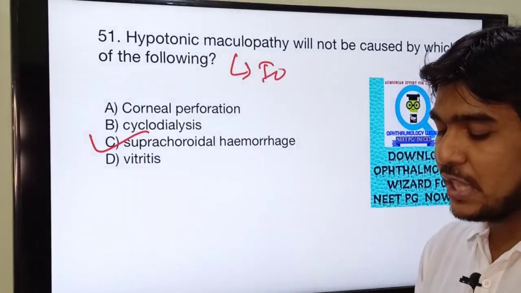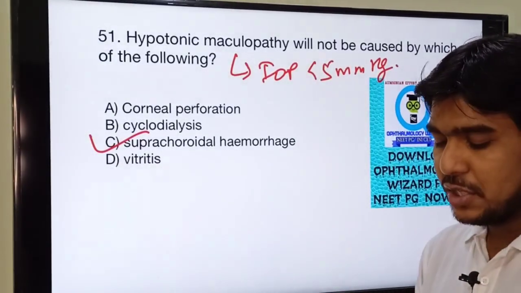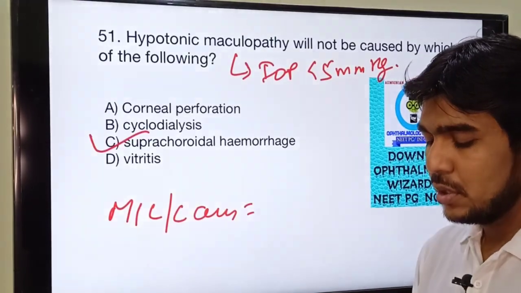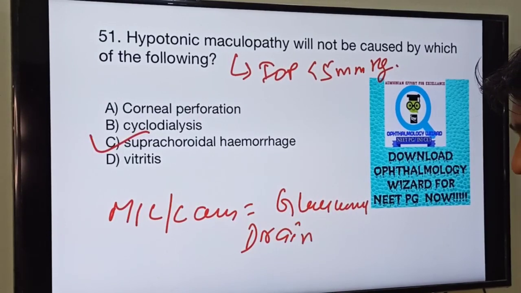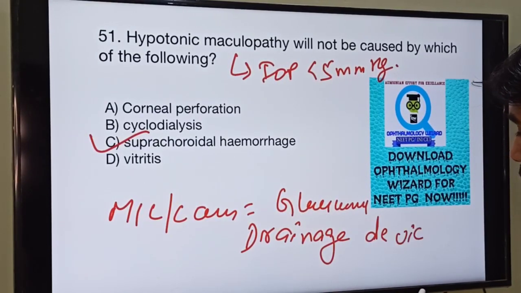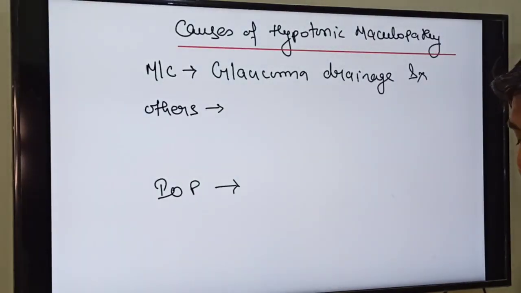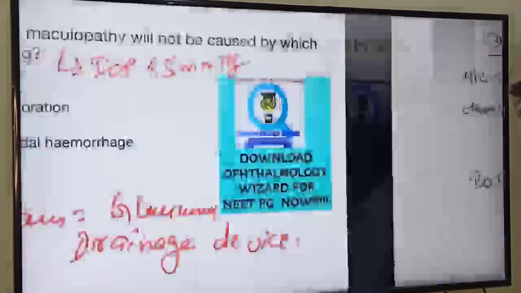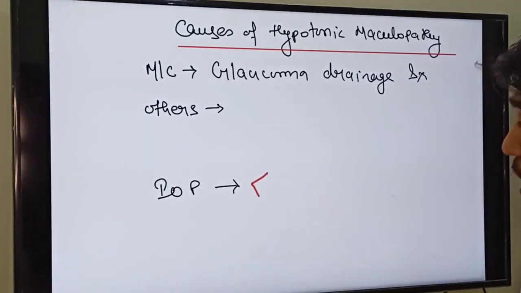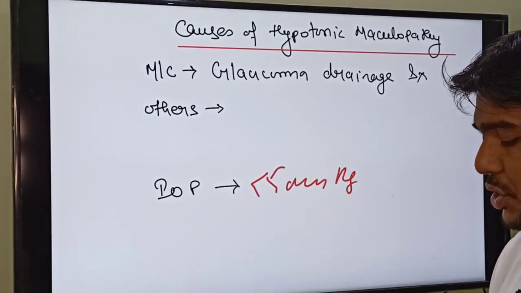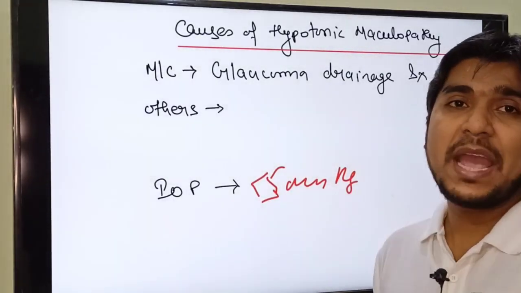Hypotonic maculopathy occurs when the IOP is less than 5 mmHg. And what is the most common cause? Glaucoma drainage device. This is the most common cause. Other causes are vitritis, corneal perforation, cyclodialysis. These are the other causes, and the IOP is less than 5 mmHg. So we have to remember this about hypotonic maculopathy.